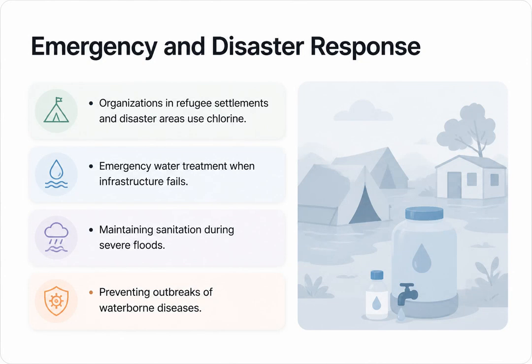During emergencies, such as floods or in refugee settlements, normal infrastructure often collapses and access to clean water is compromised. Relief organizations deploy chlorine as an immediate, scalable solution. By treating standing water and providing chlorine drops for drinking water, they can maintain basic sanitation even in the harshest conditions. This rapid response is absolutely critical for preventing secondary disasters, namely massive outbreaks of waterborne diseases.